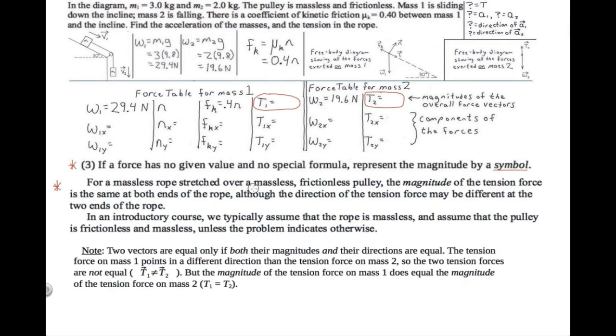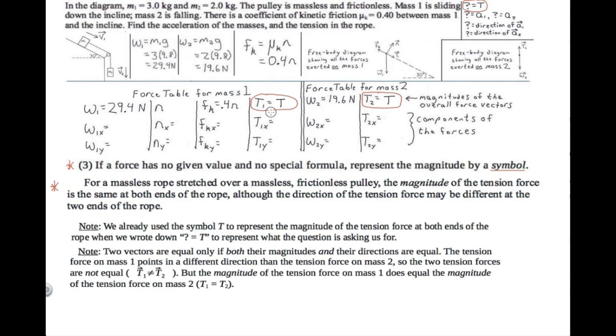For a massless rope stretched over a massless frictionless pulley, the magnitude of the tension force is the same at both ends of the rope, although the direction of the tension force may be different at the two ends of the rope. In an introductory physics course, we typically assume that the rope is massless and assume that the pulley is frictionless and massless, unless the problem indicates otherwise. So, the magnitude of the tension force exerted on mass 1 will be the same as the magnitude of the tension force exerted on mass 2.